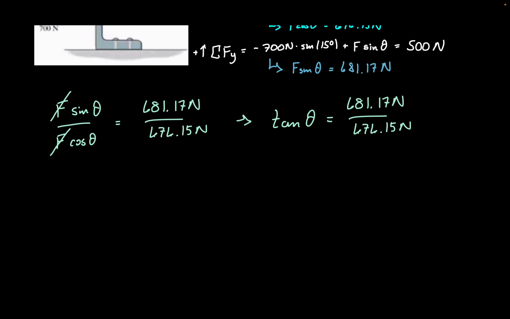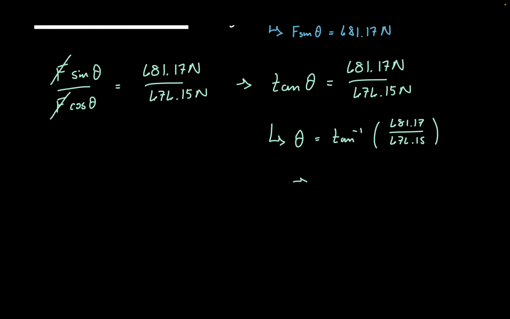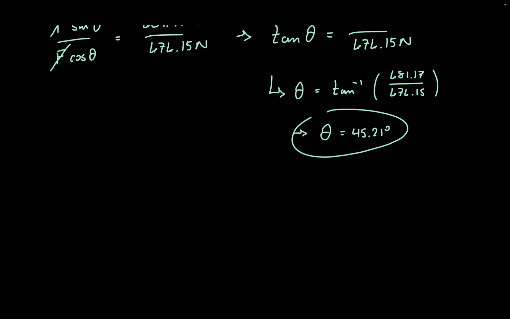So now we can actually solve for theta by doing theta is equal to tangent inverse of the 681.17 newtons divided by our 676.15 newtons. So then we get that theta is approximately 45.21 degrees. So now we have one unknown, so now what we can do is take one of the equations from before. It doesn't matter if it's F sine theta or F cos theta. I'm going to use the F sine theta, but either would work.